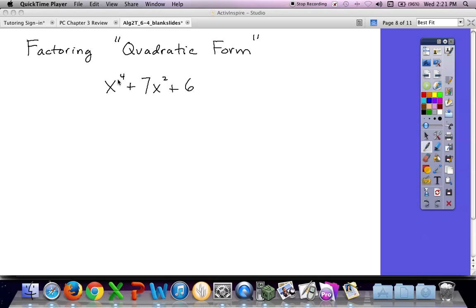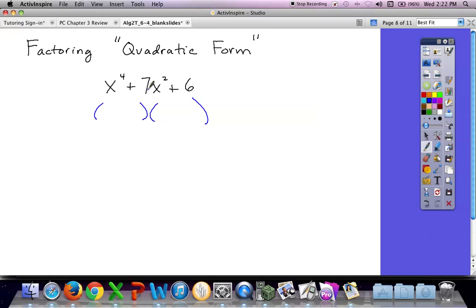The first term is to the fourth power. The middle term is squared. The last term is a constant, right? It's a trinomial, which kind of suggests the factoring we did with quadratics. Because it's the quadratic form, we're going to use the same kind of reasoning that we did with quadratics. We're going to say, what two numbers, the product is 6 and the sum is 7.